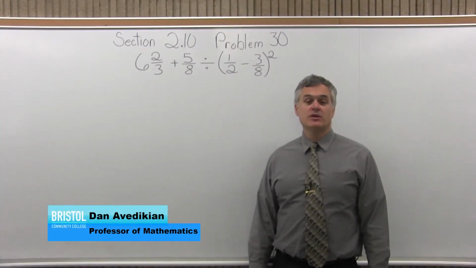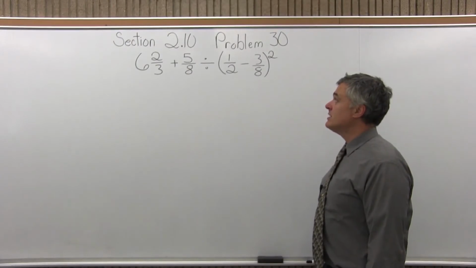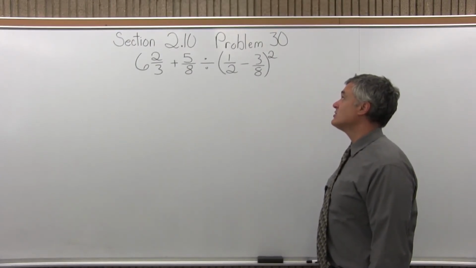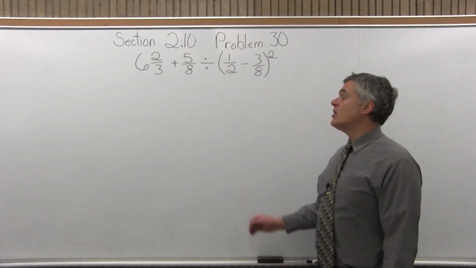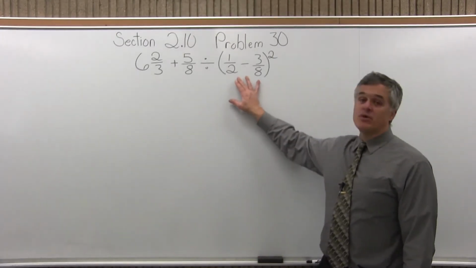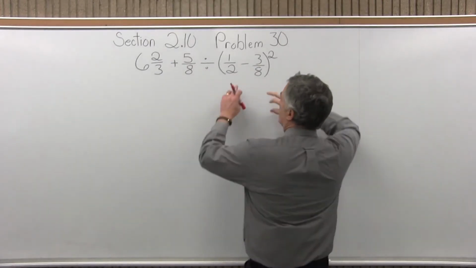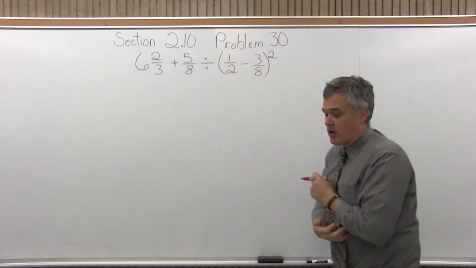This is Section 2.10, Problem 30. We have 6 2/3 plus 5/8 divided by, in parentheses, 1/2 minus 3/8, and the parentheses are raised to the second power. So, any type of problem with parentheses in it, we need to deal with the parentheses first. So let's focus on those. In the parentheses, I have a subtraction, so in order to subtract two fractions, I need to make a common denominator.